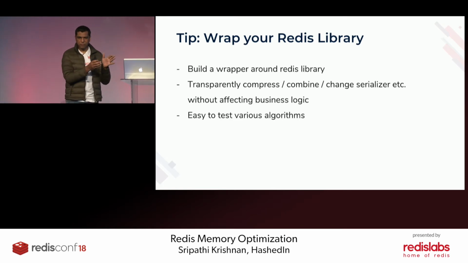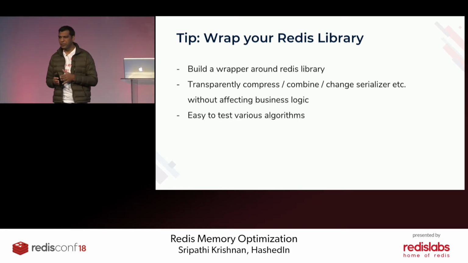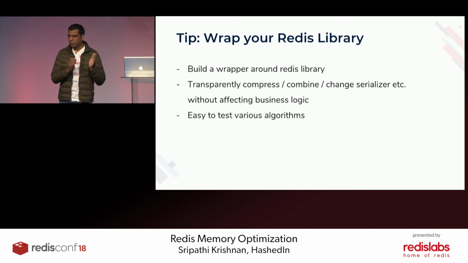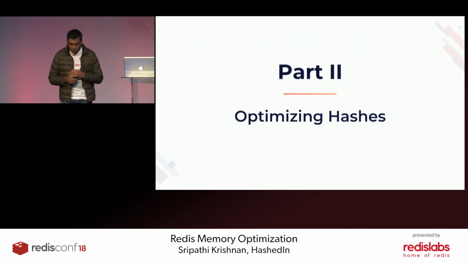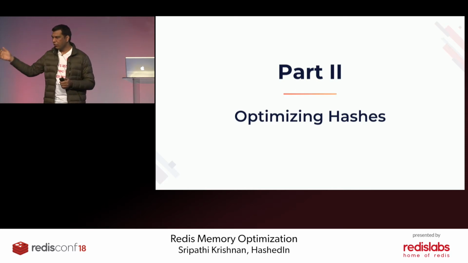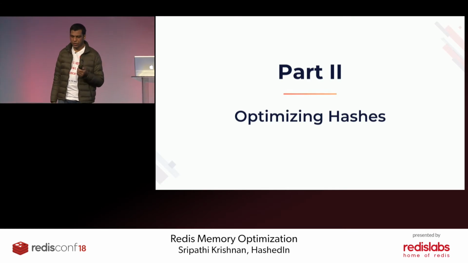So that's the first set of tips for reducing memory when you're storing key value pairs, or basically using the string data structure. The next section is about optimizing hashes. A hash is where you have a key, within that you've got a field, and then you've got a value, right? So how do you optimize hashes?